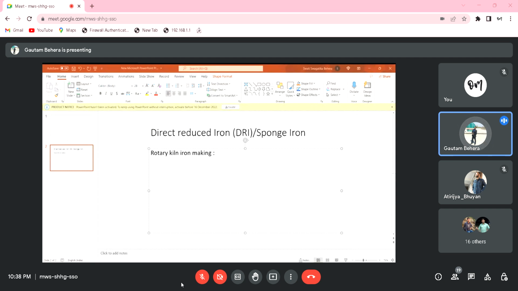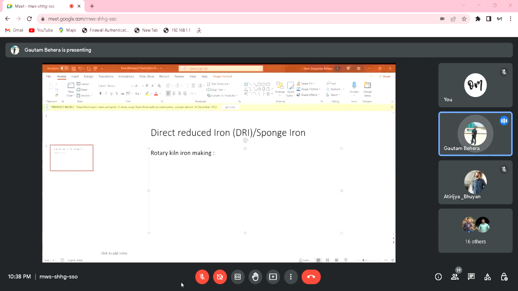So sometimes what happened during the production of sponge iron, if the temperature goes above 1100 degrees centigrade or above 1050 you can say, then the ash fusion temperature will be reached and the ash containing the coal will become fused and it will stick to the lining of the kiln, right? That is called ring formation of the rotary kiln, or it is also called accretion formation.